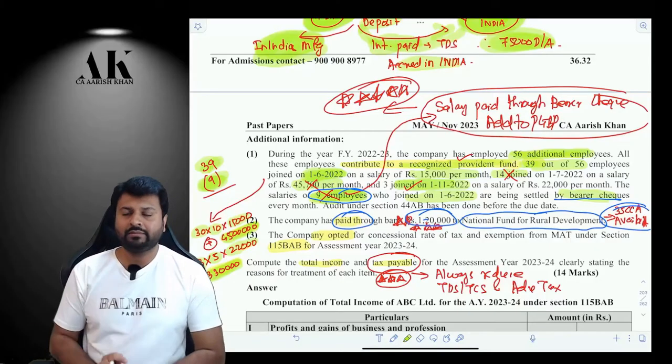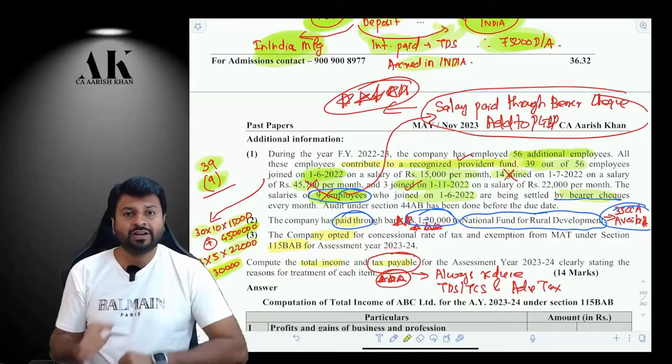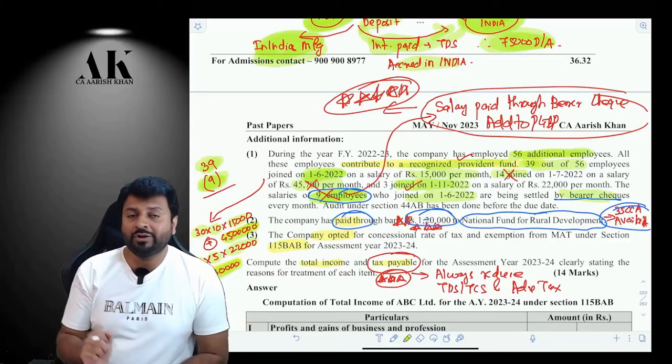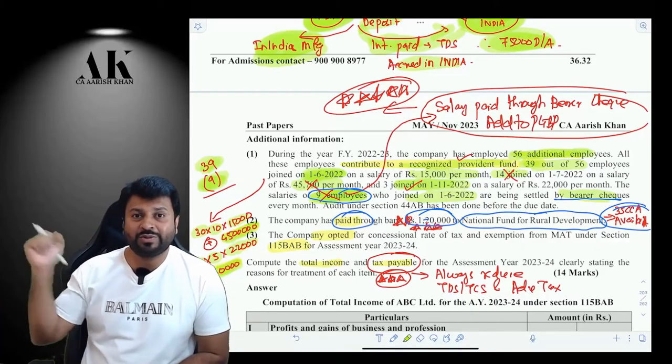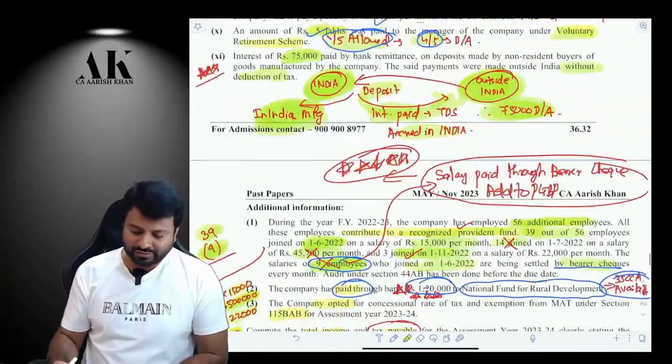But at the same time, because you are paying the salary of these 9 employees by bearer check, you should also disallow that particular expenditure under PGBP. Why have you not been doing that in so many papers, in so many mock tests and so many RTPs? They are not doing that so far. So now finally they are awake. In December 2021, suggested answer.